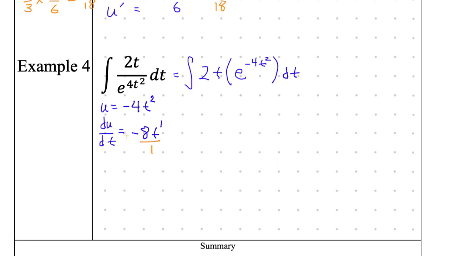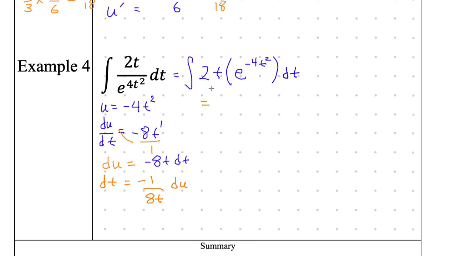Again, you're kind of cross-multiplying, so du times 1 is just du, and then dt is -8t dt, and we're trying to solve for dt. We're trying to solve for whatever that variable is, so we need to move this -8t to the other side, and that leaves me with dt by itself on the left-hand side, equal to negative 1 over 8t du. All right, so we have our dt set up, we have our u set up. Let's go ahead and make those substitutions.